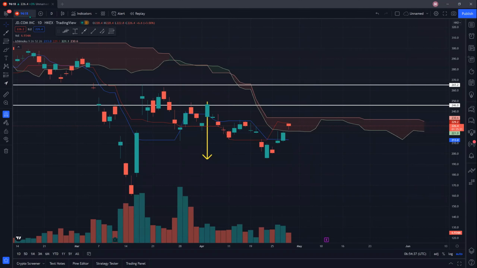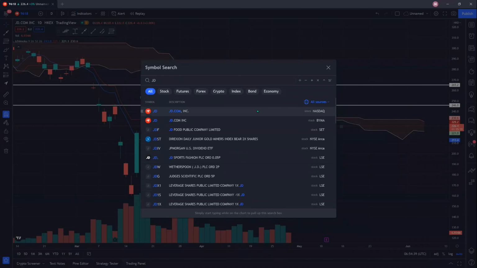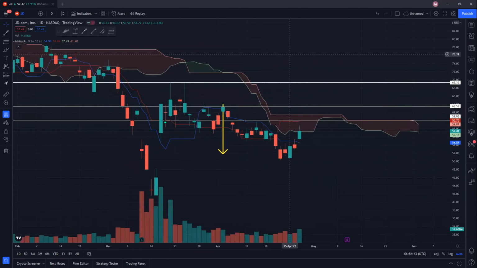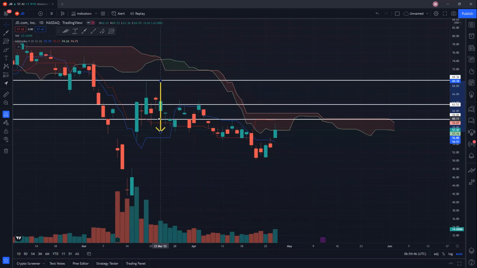So let's go back to the JD at US. So you can see, just a quick recap, JD looks like its correction has been over for now. $50 is acting as a very good support. Potential stop hunting may be at around 48 to 49 to close this gap as well.